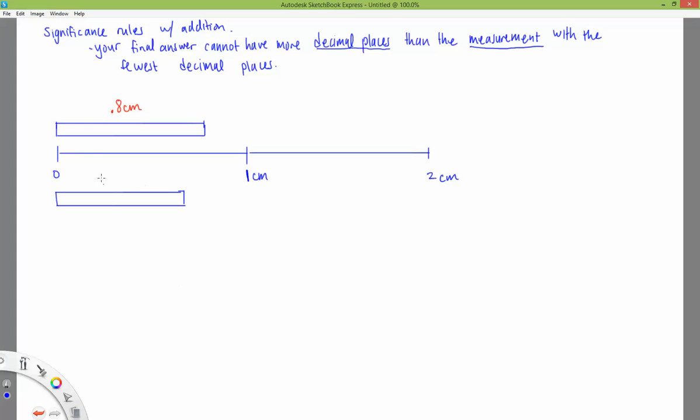Yeah, another guess here: 0.7, sure. Obviously, there's uncertainty in these measurements. So if I add these two together, 0.8 centimeters plus 0.7 centimeters, my final answer will be 1.5 centimeters. Okay? And is that okay?